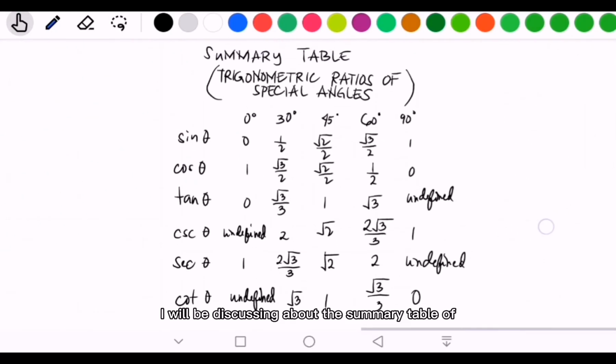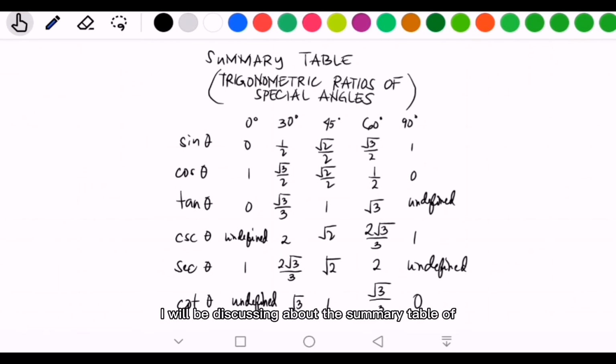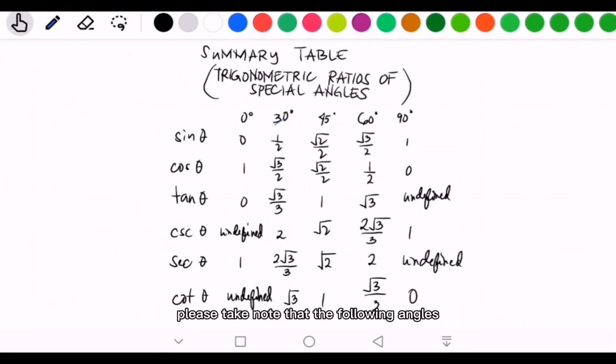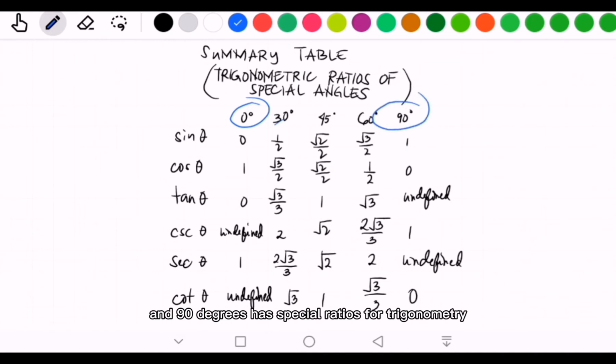In this video, I will be discussing the summary table of trigonometric ratios of special angles. In the previous video, we discussed the trigonometric ratios of the 30-degree angle, 45-degree angle, and the 60-degree angle. In addition to the special angles, please take note that the angles 0 degrees and 90 degrees have special ratios for trigonometry. So these are the following.